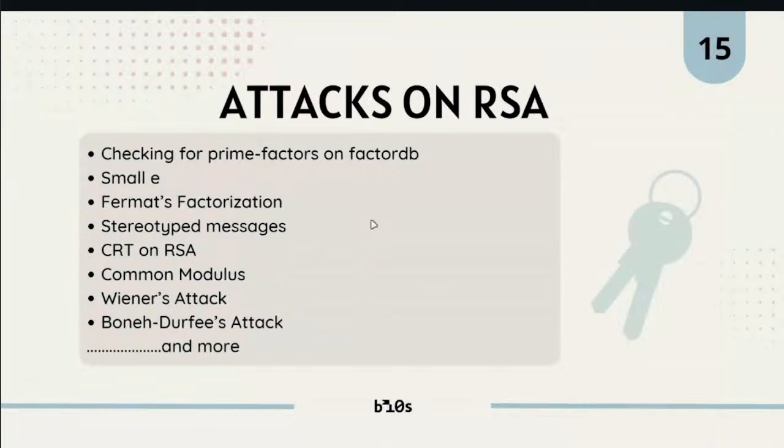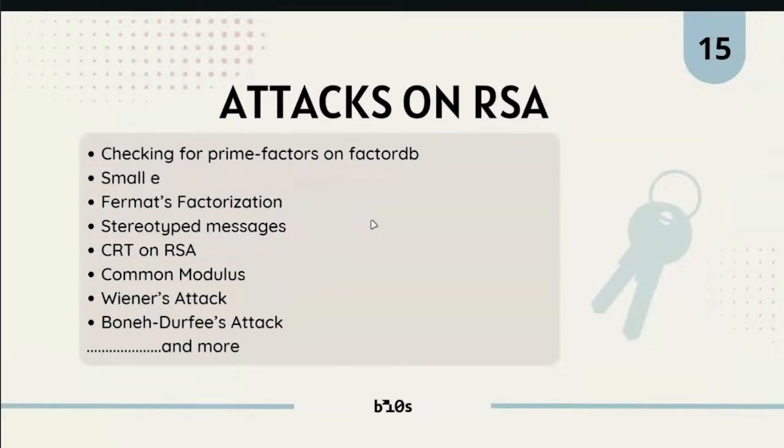That's the attack I was referring to: choosing weak keys. Choosing a very small e, equal to 3, especially for padded RSA. So that's an attack. Fermat's factorization is the other one I talked about, when the primes are chosen very close by. Then you have stereotyped messages, which rely on an algorithm called Coppersmith. Then we have CRT on RSA, which is applying the Chinese remainder theorem to RSA.